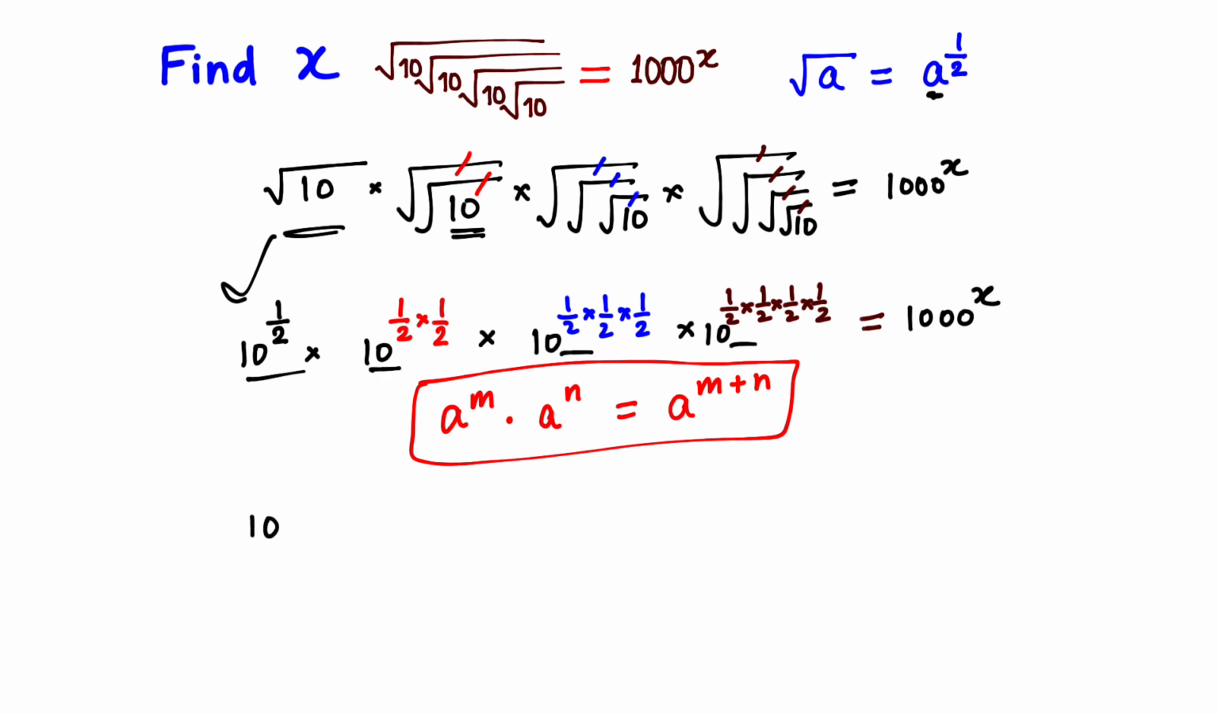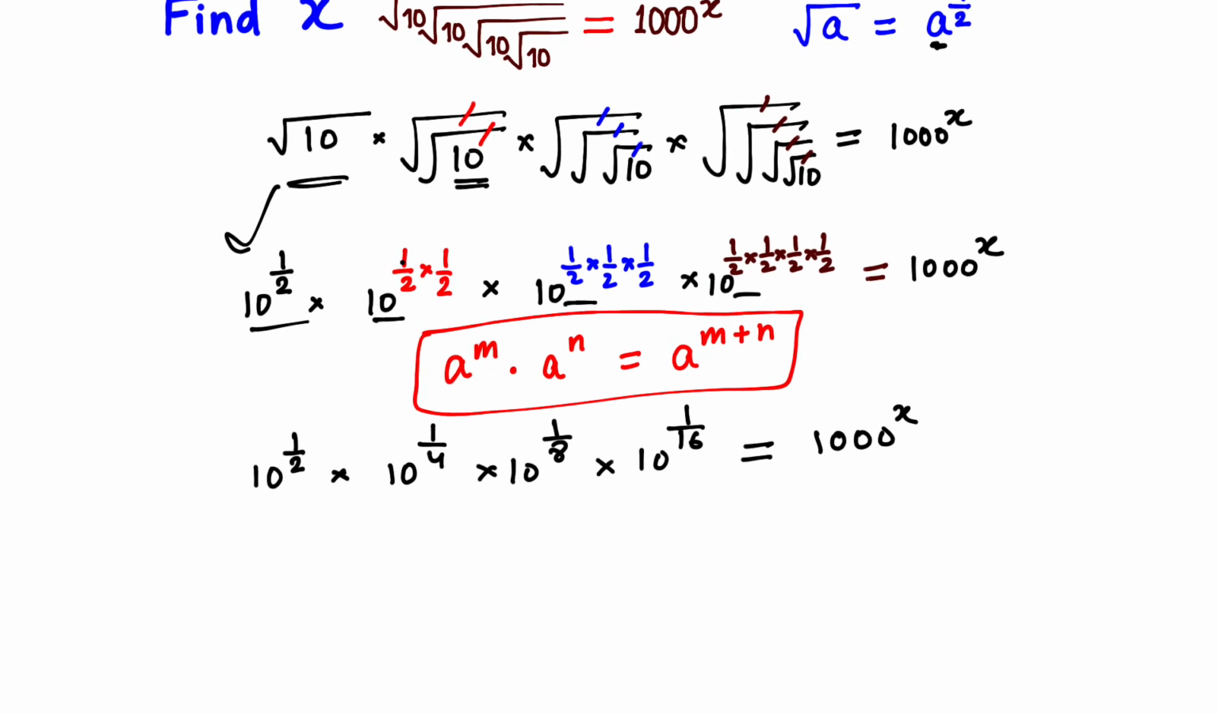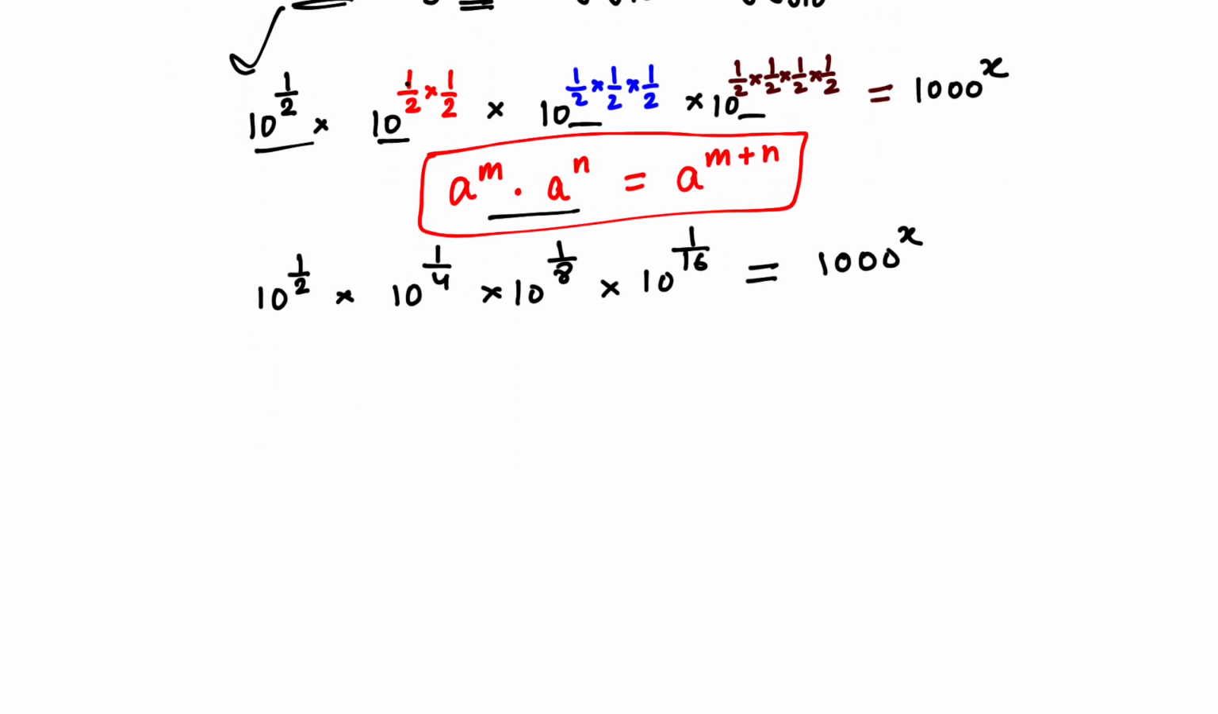So 10 raised to the power 1 by 2 remains 10 raised to the power 1 by 2 multiplied by 10 raised to the power 1 by 2 multiplied by 1 by 2 becomes 1 by 4, and then 10 raised to the power 1 by 8 and then 10 raised to the power 1 by 16. That is equal to 1000 raised to the power x. Now let's use this formula in the left hand side. As you see, the bases are same. In the formula also the bases are same, a and a. So then we take the base and then we add all the exponents or we add all the powers.